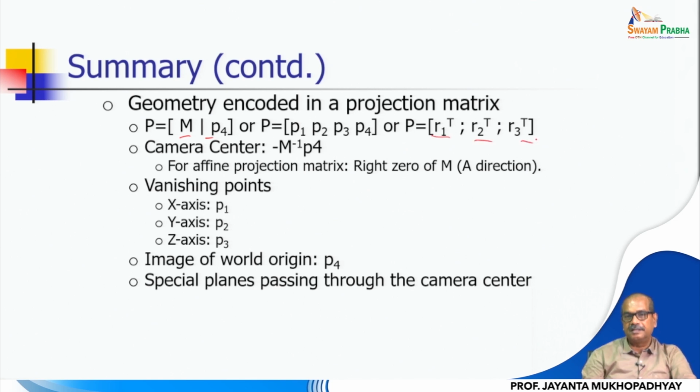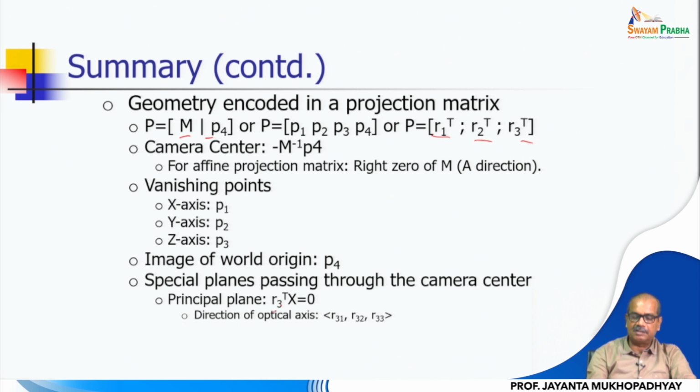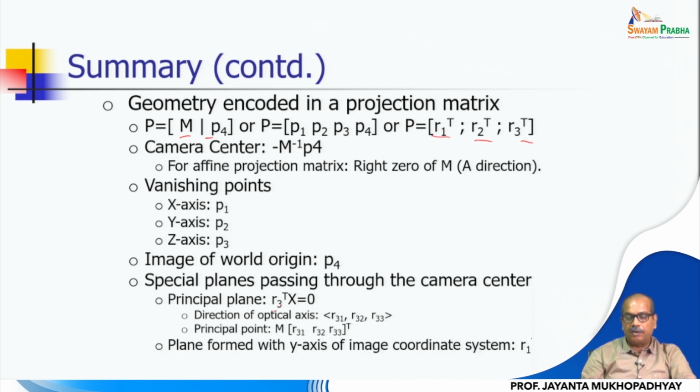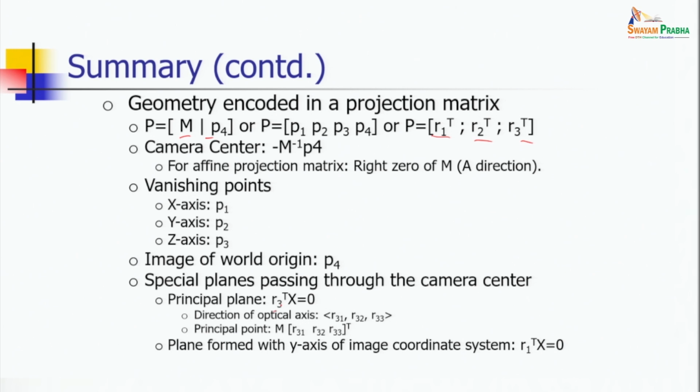Then there are certain special planes which are denoted by these row vectors. For example, R3 is the principal plane, and the direction of the optical axis, which is the normal to the principal plane, is naturally given by these 3 elements R31, R32, R33, that means the first 3 elements of this R3 vector. Then the principal point can also be computed as the vanishing point of that direction, which is given by this. Then the plane formed with the y-axis of the image coordinate is R1 transpose x equals 0, and with the x-axis is R2 transpose x equals 0.